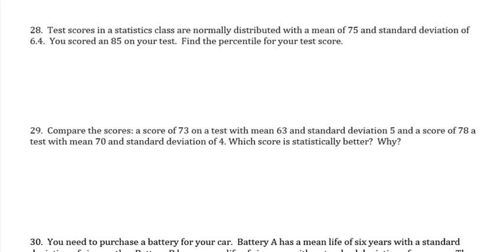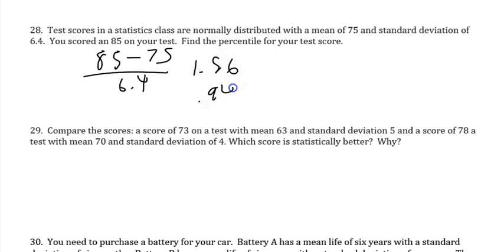Number 28. Test scores in statistics class are normally distributed with a mean of 75, standard deviation of 6.4. You got an 85. Find the percentile for your test score. Okay, same calculation. Actual minus the mean divided by the standard deviation. That is 1.56. Look that up on the table, and you get an area of 0.9406. So that's going to be about the 94th percentile.